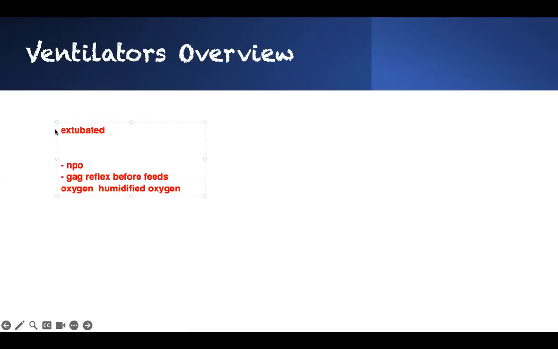Oxygen. Okay, and this has to be given by a face mask. That's why you make them NPO, because you cannot eat with the face mask. Okay, they have to be in a high Fowler position. You're doing this in order to prevent them from being intubated again.